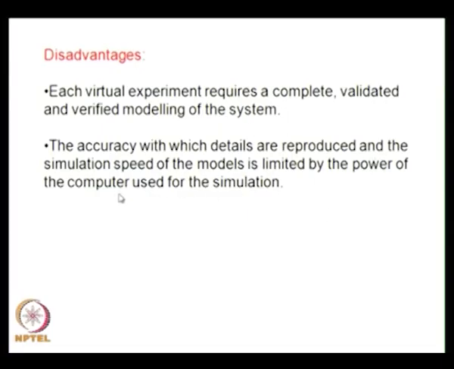The accuracy with which details are reproduced and the simulation speed of the model is limited by the power of the computer used for the simulation, and the power of the computer has some limitations, and that limits your simulation experiments. So these are the disadvantages of using modeling and simulation.